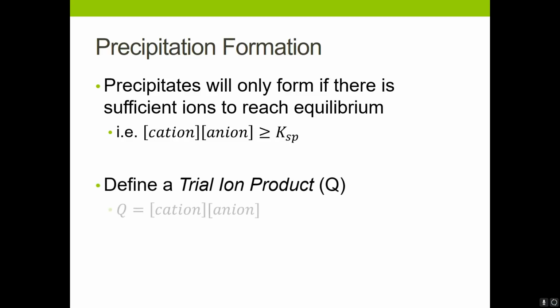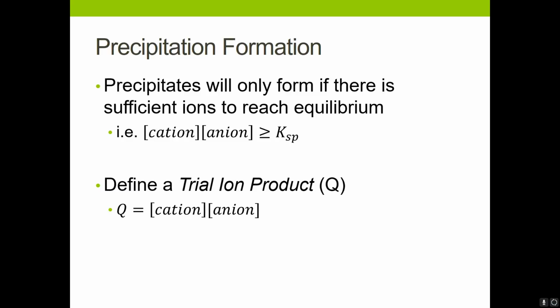So if you're given a problem and asked to determine whether a precipitate will actually form, we have to define a trial ion product, which we'll call Q. This is similar to what we did in the last unit, where we defined a trial KEQ, which we also called Q. Depending on what value that Q had, it determined whether the equilibrium shifted towards the product or towards the reactants. In this case, we're going to use the trial ion product, which is basically the same thing as the trial KEQ, to figure out whether the precipitate will form or not.